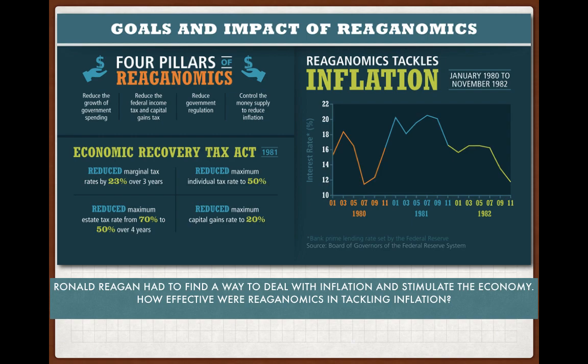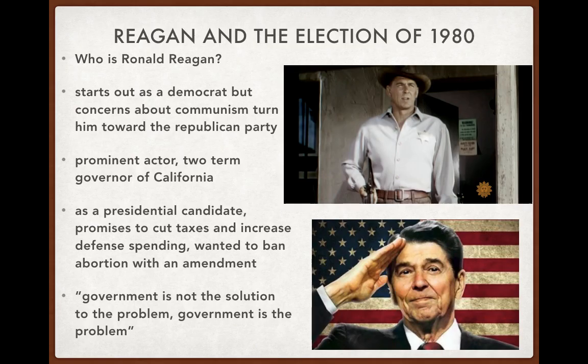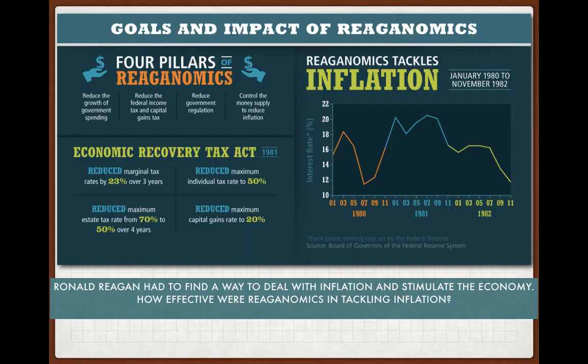The 4 pillars of Reaganomics: to reduce the growth of government spending, to reduce federal income tax and capital gains tax, to reduce government regulation, and to control the monetary supply in order to control inflation. And if I go quickly back here, if you remember how high inflation was when he takes office. Let's see if there's anything else I want to mention from here.